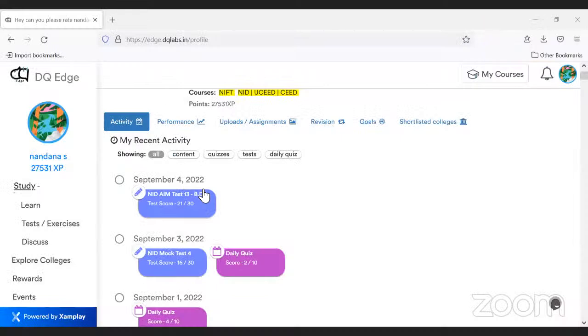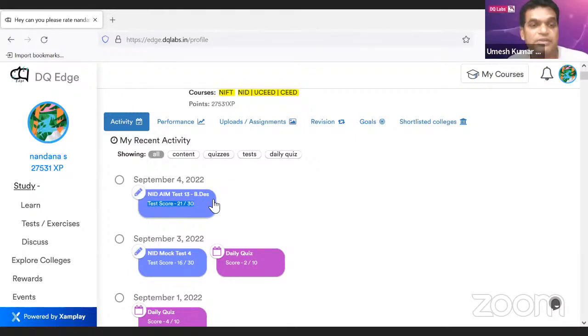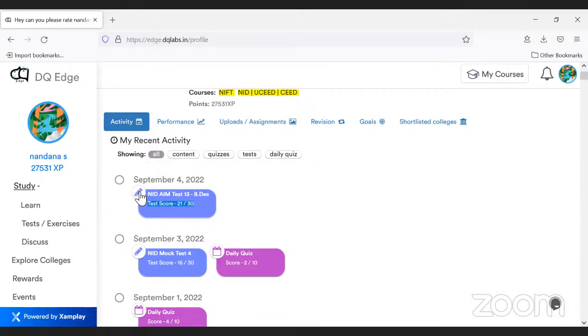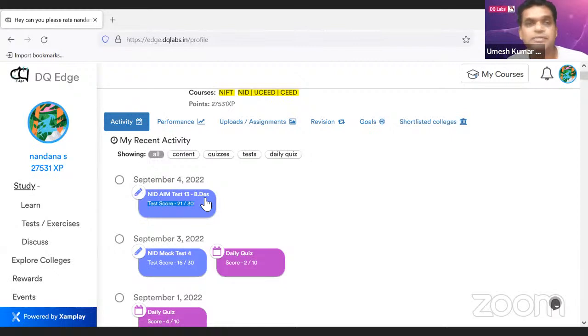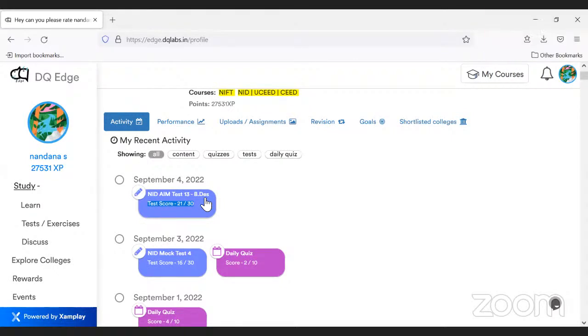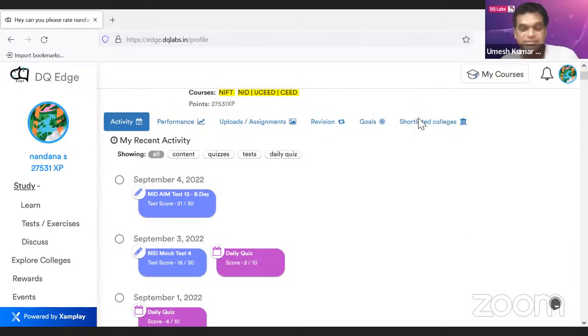Sir, can you see my screen? Yes, I can see your screen. Sir, I'm clicking on it, but it isn't opening. Can you click on that little pencil? Yes, sir, I'm clicking on it, but it isn't opening. Which browser are you in? Sir, it's Firefox. Can you try it in Chrome? Okay, sir. Should I stop sharing? Yes, yes. Okay.